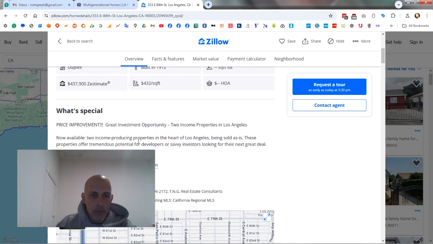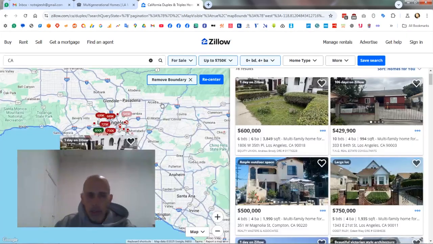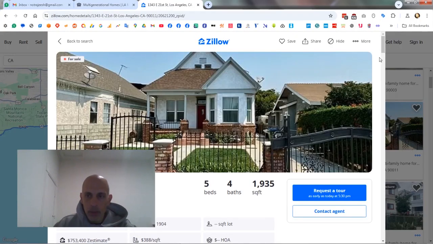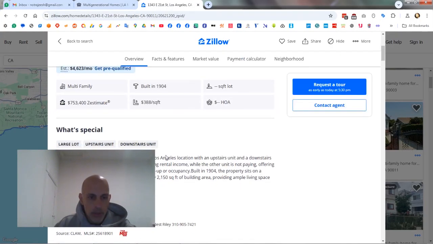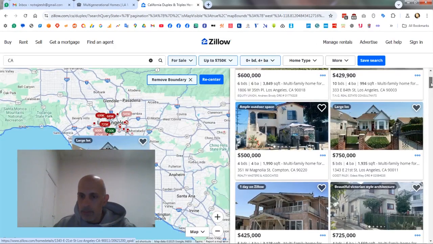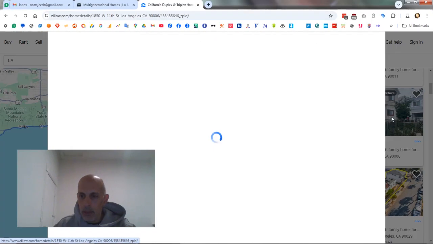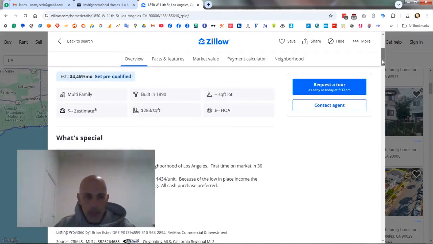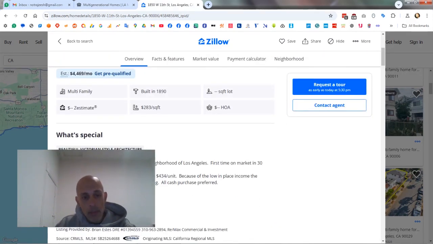2 income properties. So this is a duplex. It says it right over there. Let's see what this is. This is also multifamily. It doesn't say duplex. This is a short sale duplex. Let's see what this is. This just says multifamily. There's a 5 unit multifamily.